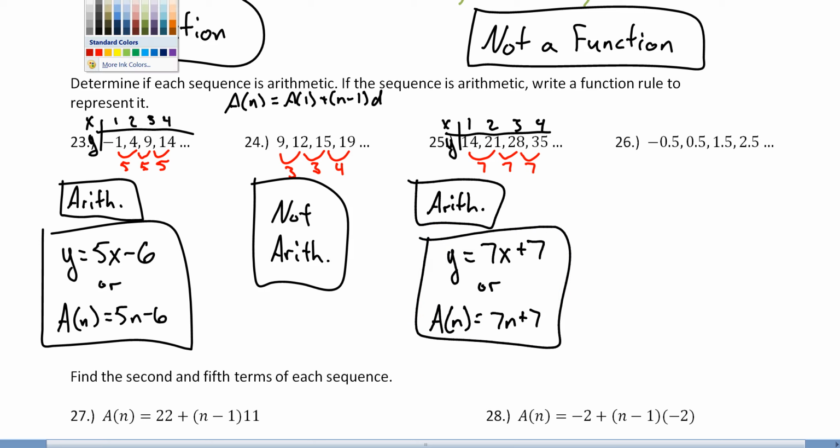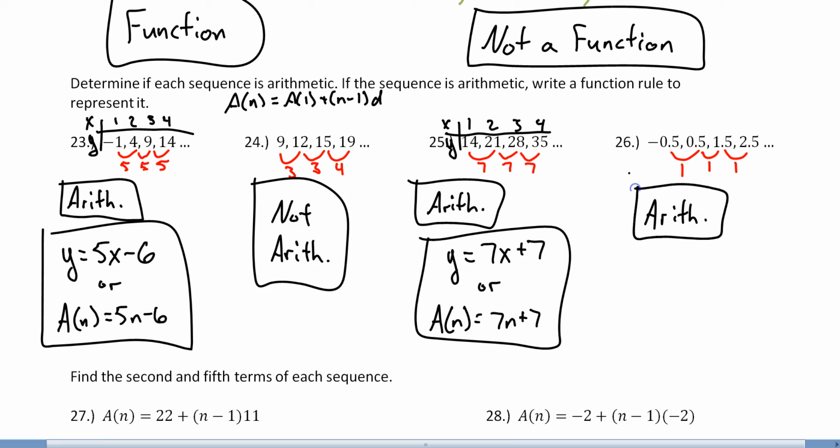This one, again, looking at these increases, this goes up by 1, and then it goes up by 1 again, and then it goes up by 1 again. So we're increasing by 1 each time, so this one is an arithmetic sequence. Again, that means that this is a linear function. And again, if you think about it in terms of an XY chart, first term, second term, third term, fourth term, this is X, this is Y.